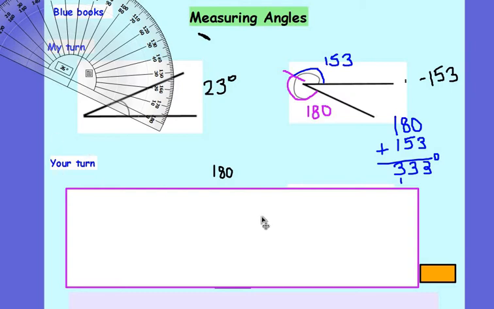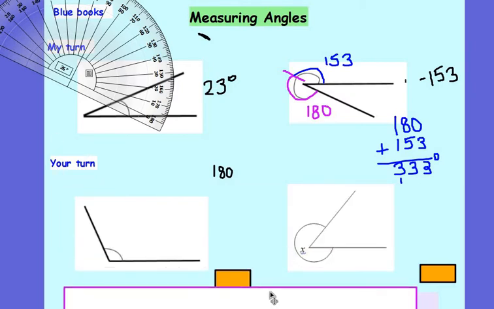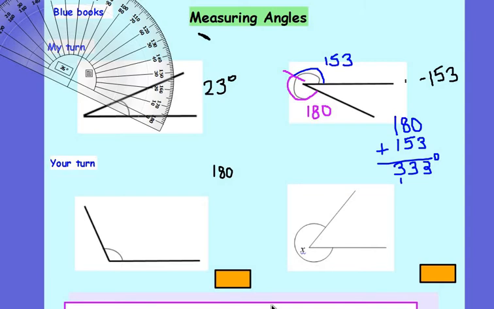On your piece of paper that hopefully you've printed out, can you measure these two angles for me? Pause the video for a couple of minutes and have a go at that now.